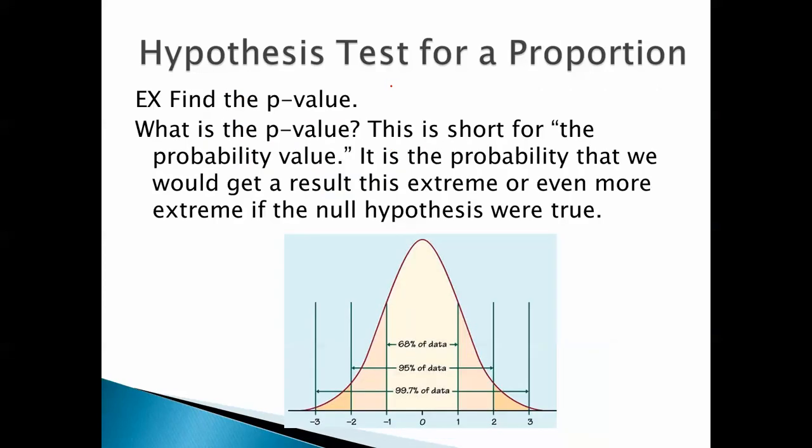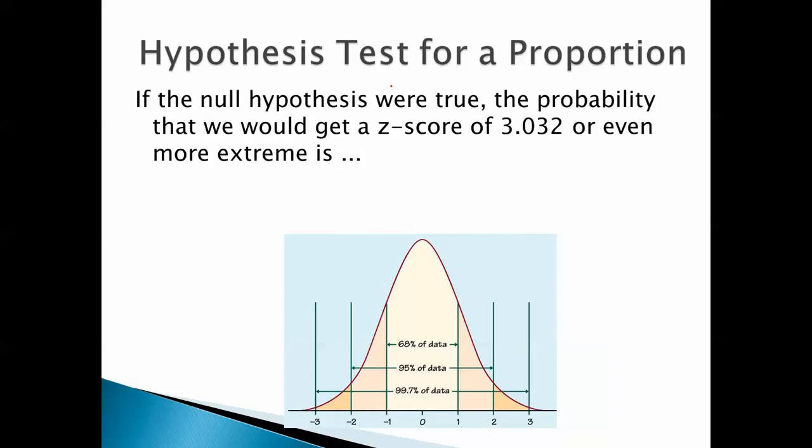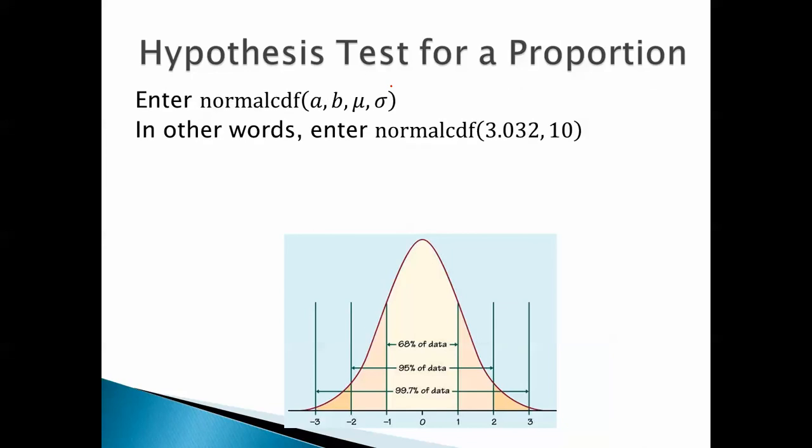Find the p-value. What's the p-value? This is short for the probability value. It's the probability that we would get a result this extreme, or even more extreme, if the null hypothesis were true. If the null hypothesis were true, the probability that we would get a z-score of 3.032 or even more extreme is, okay, we enter normalcdf(a, b, mu, sigma). In other words, enter normalcdf(3.032, 10). And we get 0.0012. That's the p-value. Because again, we want to know the probability that we get a result even more extreme than our z-score. And the probability to get a result even more extreme, that's just going to be to the right of our z-score.